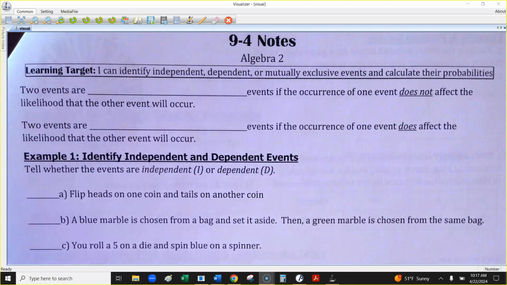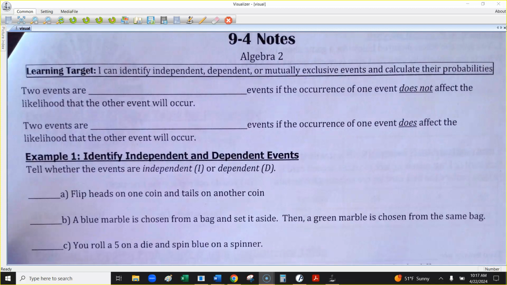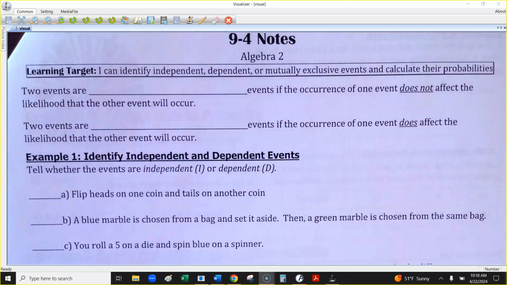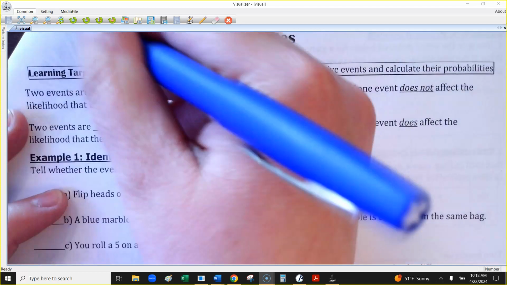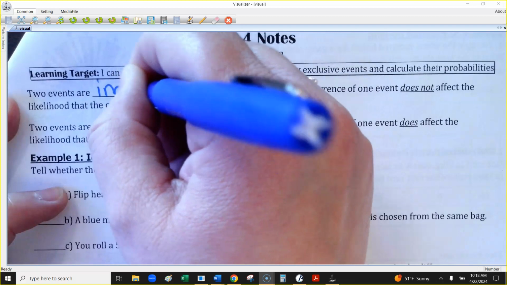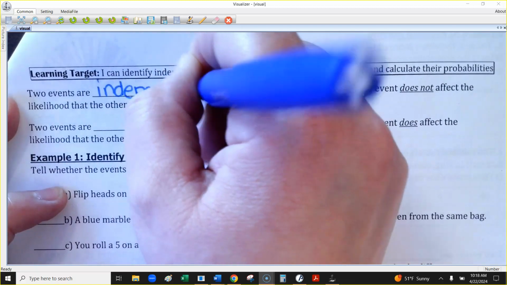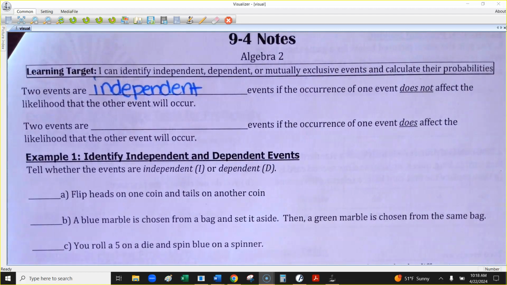We're going to do independent and dependent on the front side here. So two events, whether they're independent or dependent, that's what these definitions are. Two events are considered, the first one is going to be independent if one event does not affect the likelihood or the probability of the other. And we'll do some examples here in 1 second.